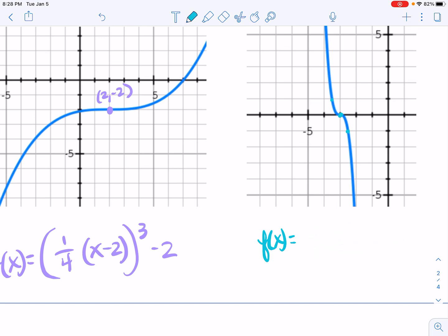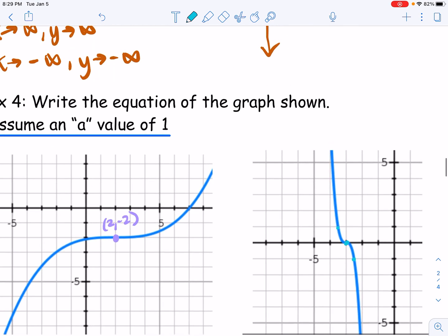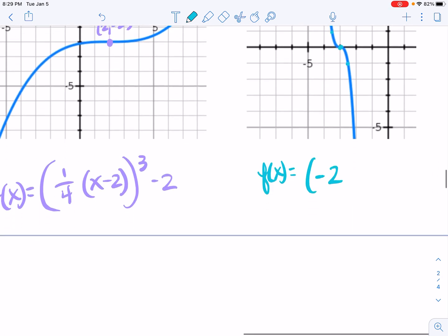Okay, let's try this one more time. 3rd time's a charm, right? Okay, I was correct that the negative needs to be on the inside because it says assume that the a value is 1. Not a -1, but a +1. So now our a value is +1. -2 goes on the inside. This is still going to be x minus 3 cubed. This is what we want.